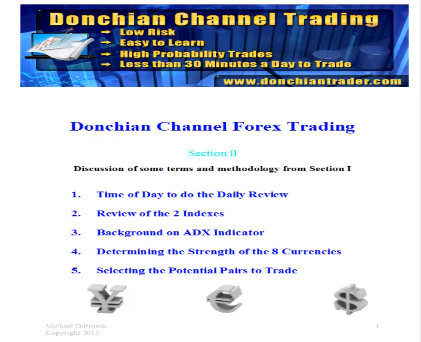In Section 2, we'll go into a little bit more detail behind our analysis. We'll be talking about: 1. The time of day to do the daily review. 2. Review of the two indexes. 3. Background on the ADX indicator. 4. Determining the strength of the 8 currencies. And 5. Selecting the potential pairs to trade.